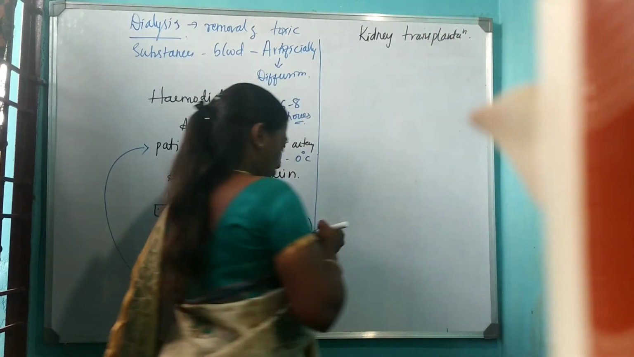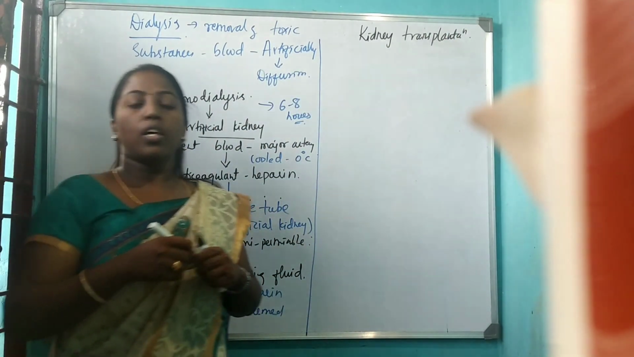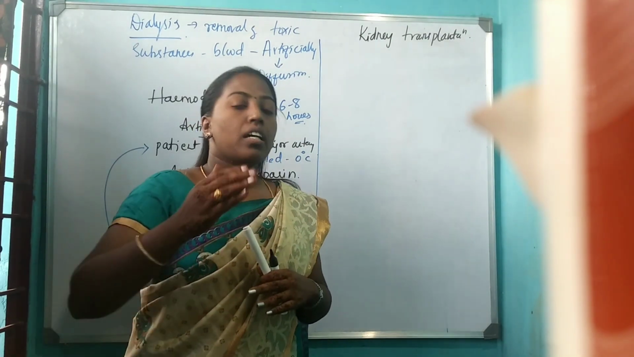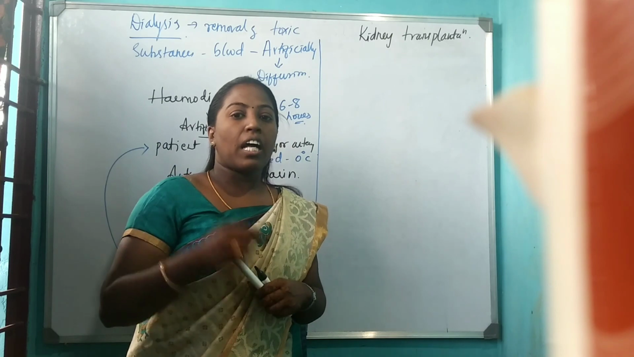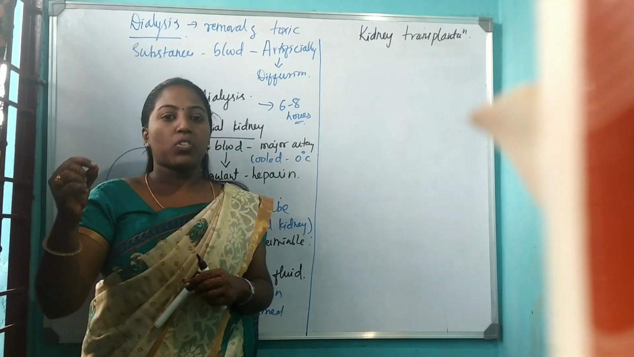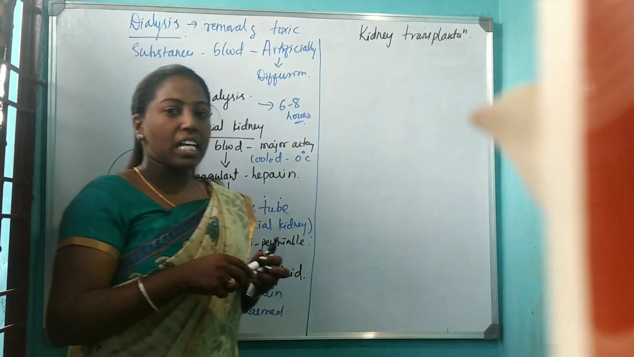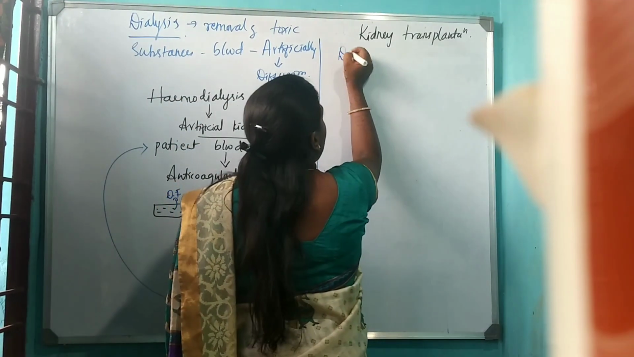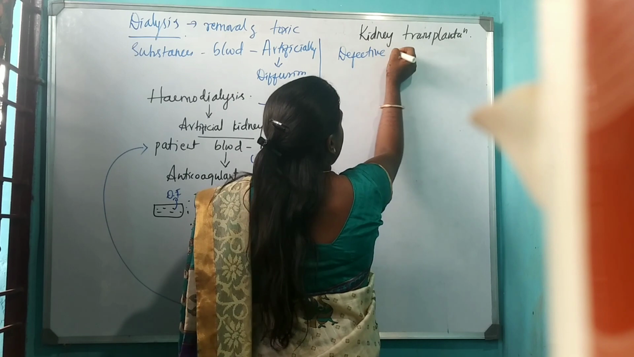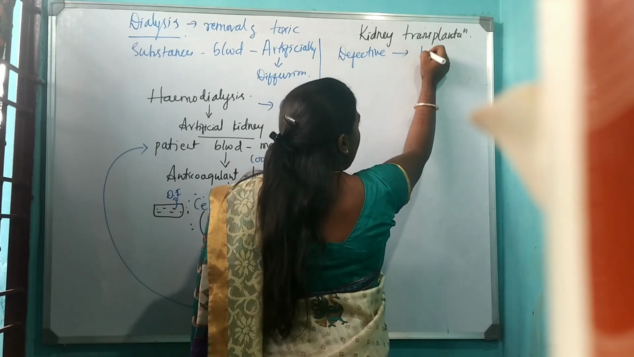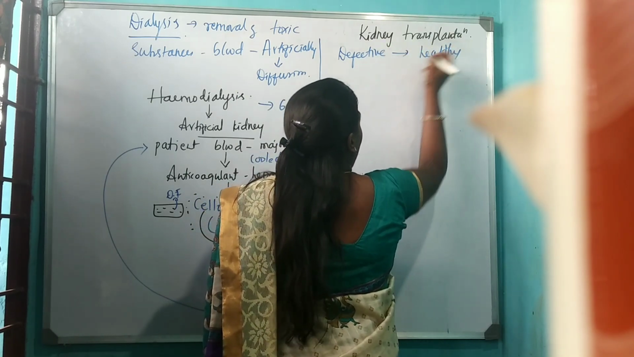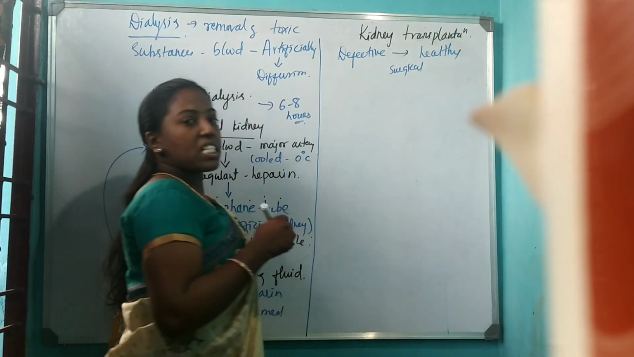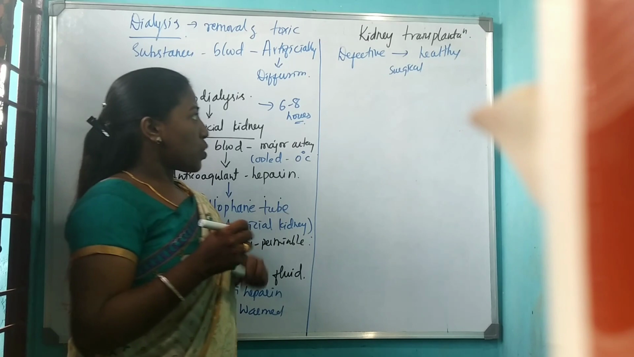Kidney transplantation is where a defective kidney is surgically replaced by a normal, healthy, functional kidney. The defective kidney is replaced by a normal, healthy kidney by a surgical method, and we call it kidney transplantation.